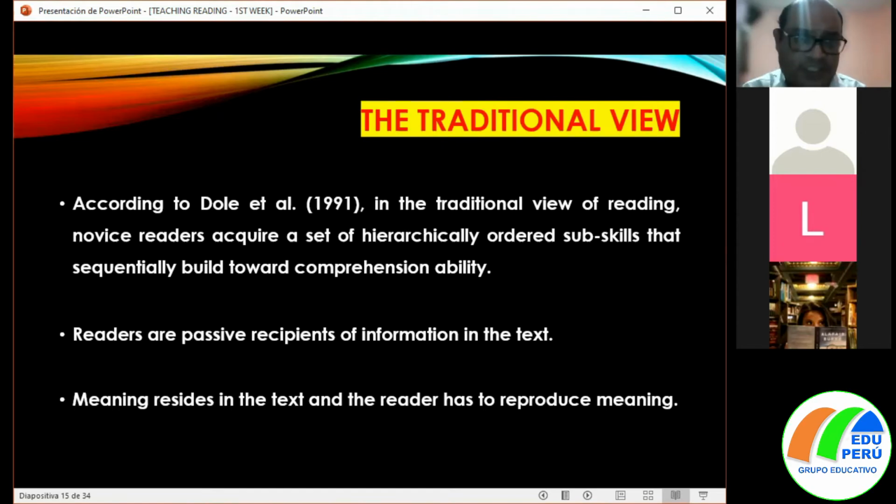The most important thing is that they can reproduce. Here it says they can reproduce. Read this and tell me what's the meaning. That's it. They reproduce that meaning.